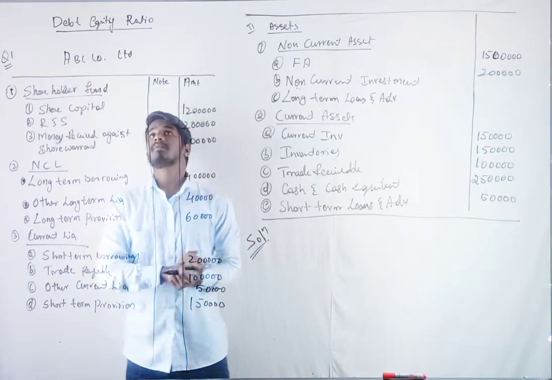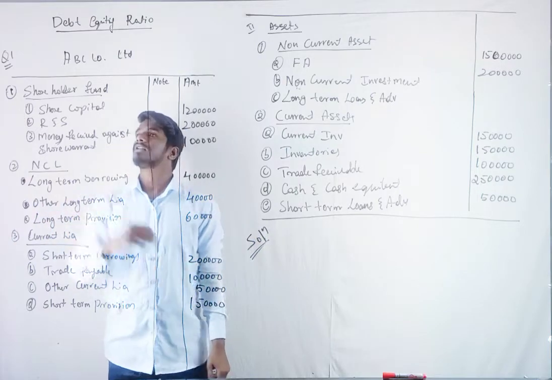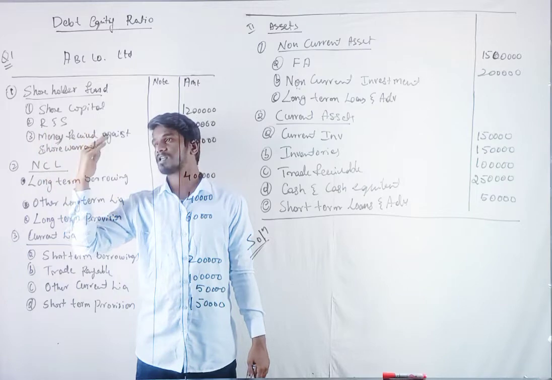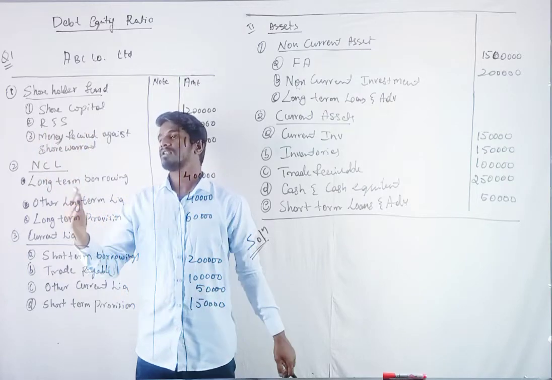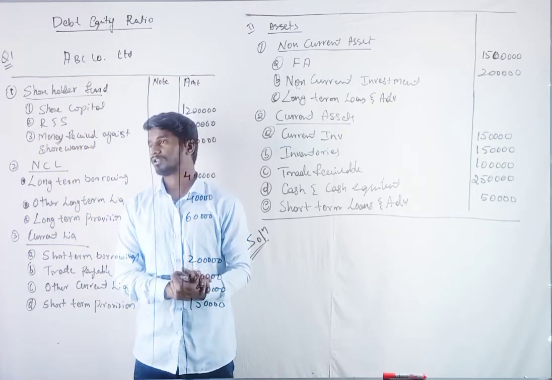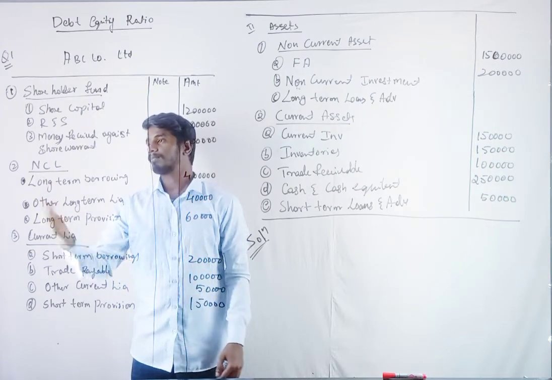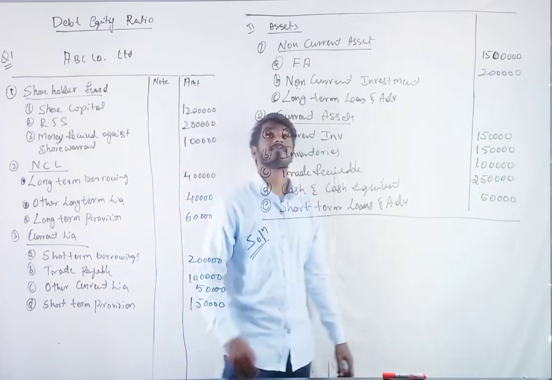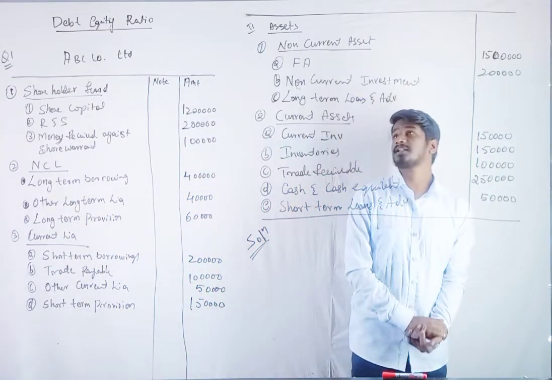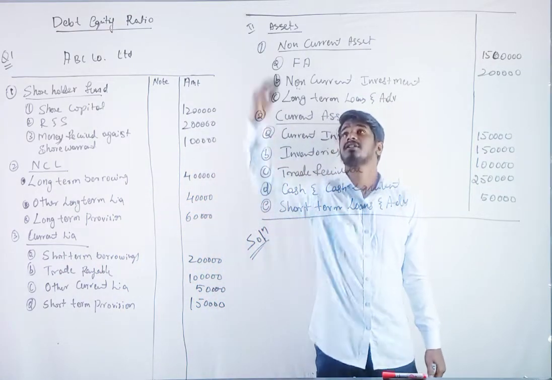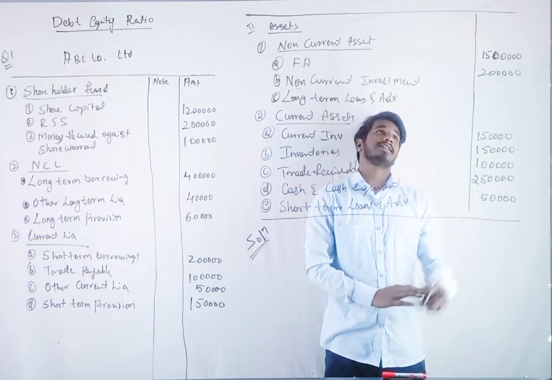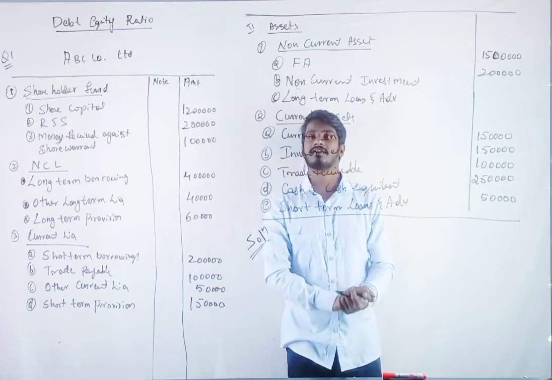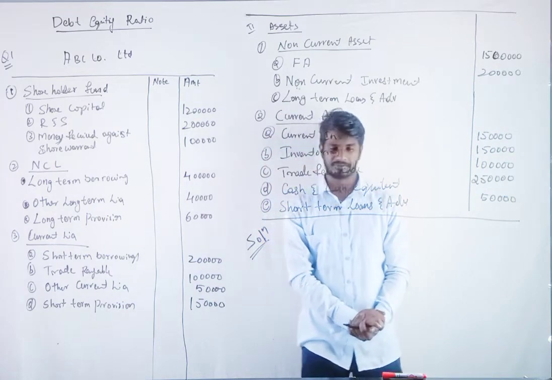ABC Limited's balance sheet they have given. In the liability, shareholders' fund: share capital, reserves and surplus, money received against share warrants. And non-current liability they have given, and current liability. In the asset, it is your vertical balance sheet. Non-current asset they have given, current asset they have given.